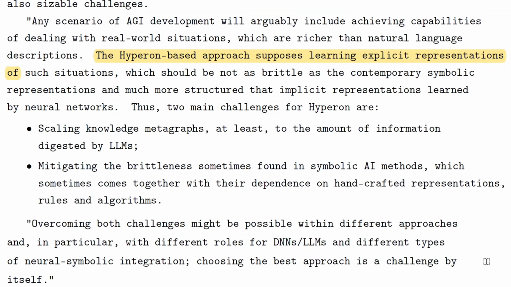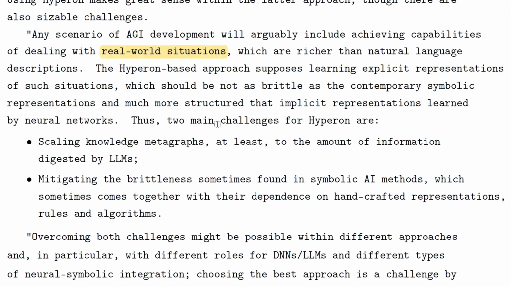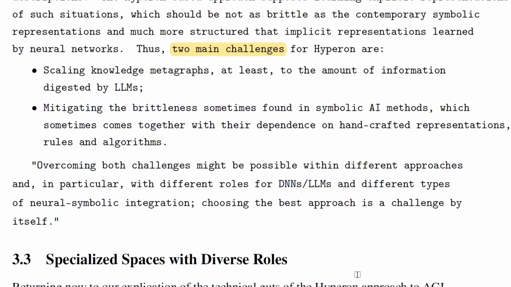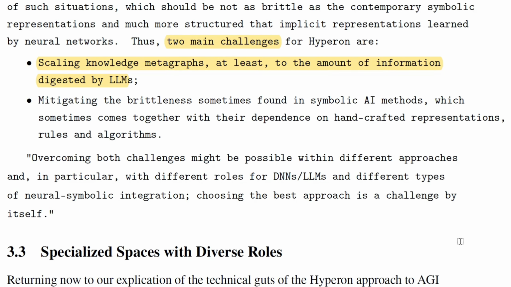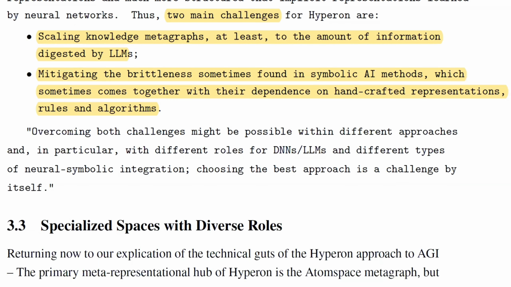Now, to develop AGI, the Hyperon-based approach supposes learning explicit representations of real-world situations, which brings two main challenges. Scaling knowledge metagraphs at least to the amount of information digested by LLMs, and mitigating the brittleness sometimes found in symbolic AI methods, which sometimes comes together with the dependence on handcrafted representations, rules, and algorithms.